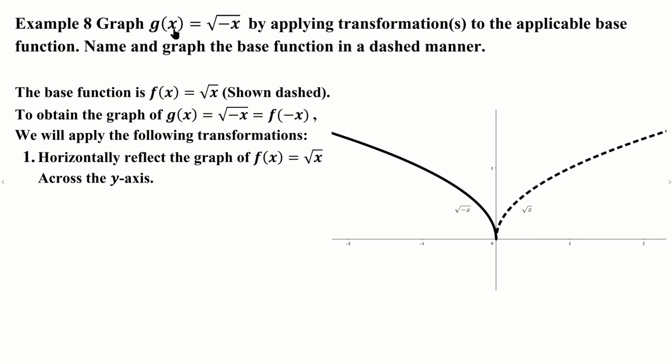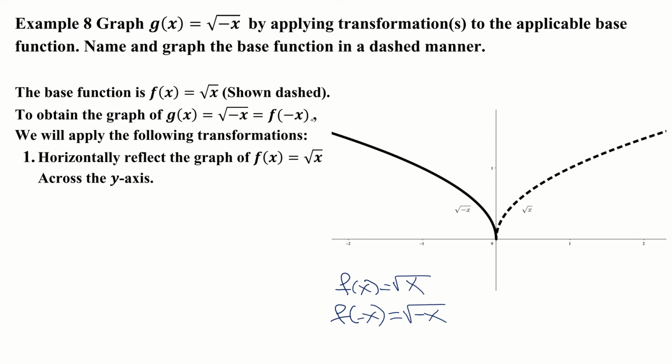All right, so here we want to graph g of x is equal to square root of negative x. Our base function is going to be f of x equals square root of x, our reference function. So g of x, which is the square root of negative x, notice that's just f of negative x. Because if f of x is square root of x, what is f of negative x? Well, wherever you see x, you're going to replace it with a negative, right?